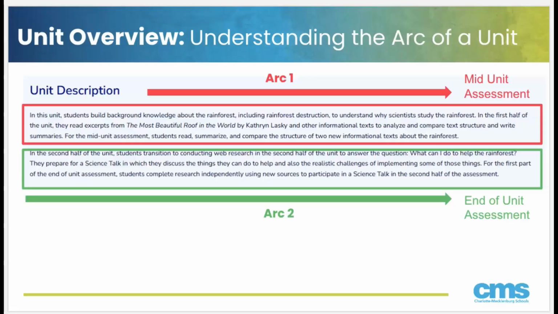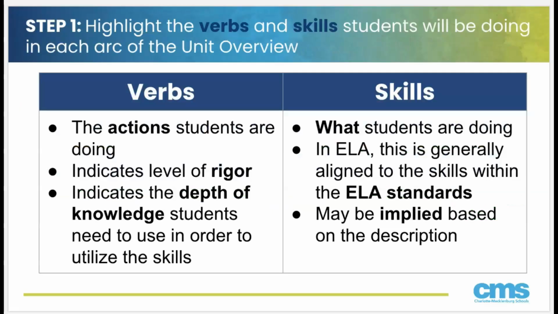Let's explore these now. When we look at our unit overview, we first read at a high level about the verbs and skills students are generally doing. If you can't highlight, try jotting them down in your note catcher so you can see the connections and our next steps. Pause this video at this time and highlight or jot down the verbs and skills students are learning and doing across the unit and over both arcs.